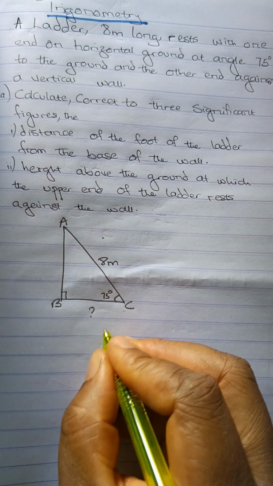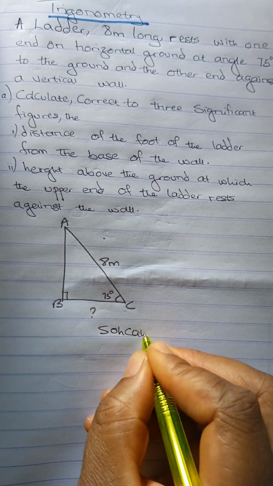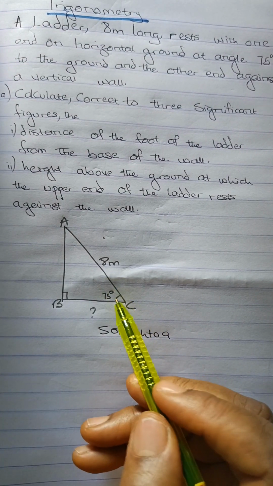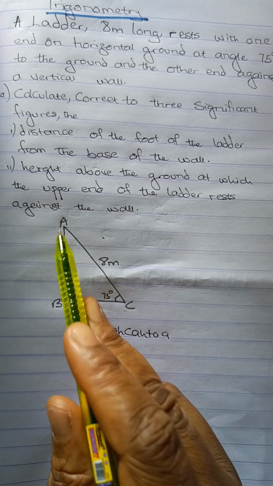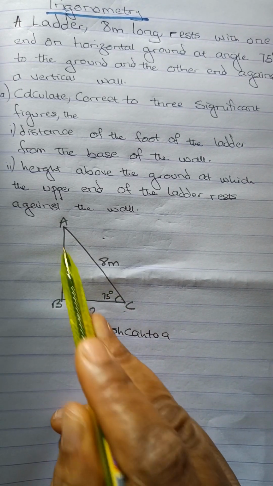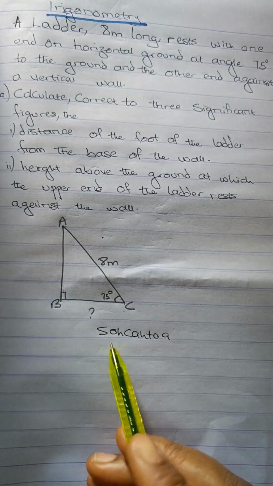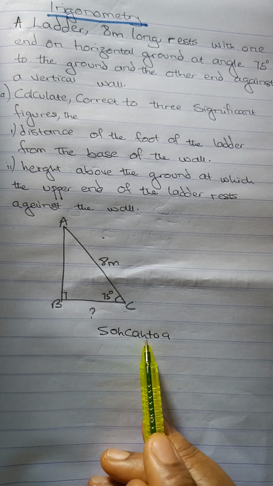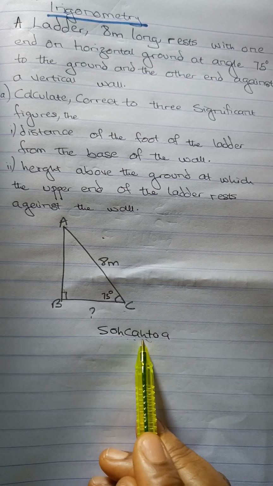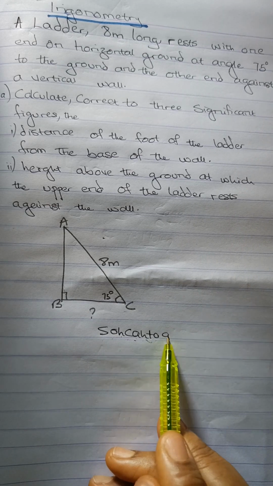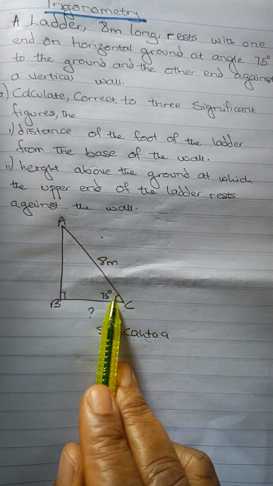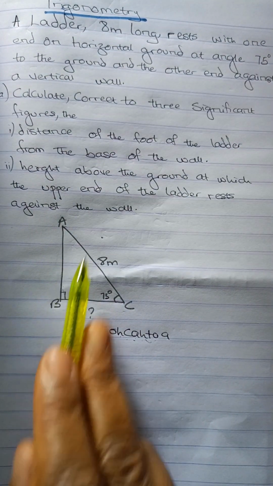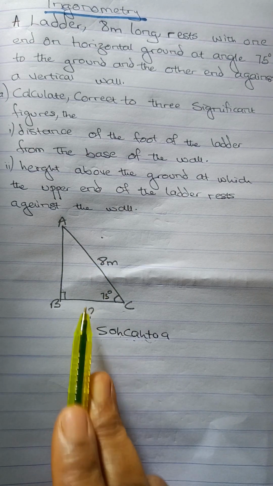And let's not forget our SOHCAHTOA. First of all, this is the angle. Now, which line is facing the angle? This one, so this is the opposite. In SOHCAHTOA, sine means opposite over hypotenuse, cosine means adjacent over hypotenuse, and tan means opposite over adjacent. The opposite is always the line facing the angle. This is the angle, and this line is the opposite. The longest is the hypotenuse, and the other one is the adjacent.